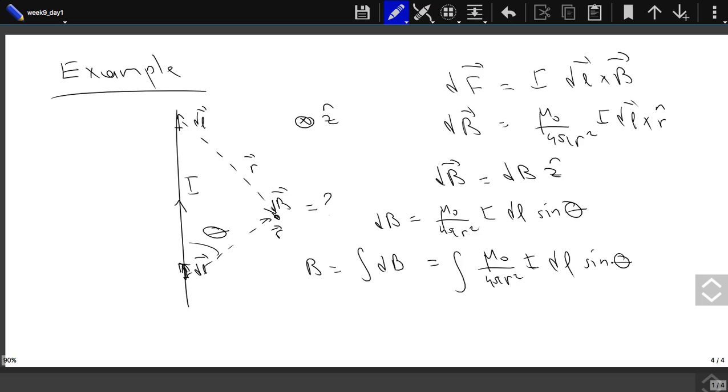Well, let's see. As we change different segments, as we consider different dl's, mu 0 is constant, 4 pi is constant, I is constant, but r is changing. This r is this distance. It will be constantly changing, so it depends on our integration variable. Theta will also be changing. It will also depend on our integration variable. So I cannot take sine theta and r squared out of the integral. The rest I will just take out.